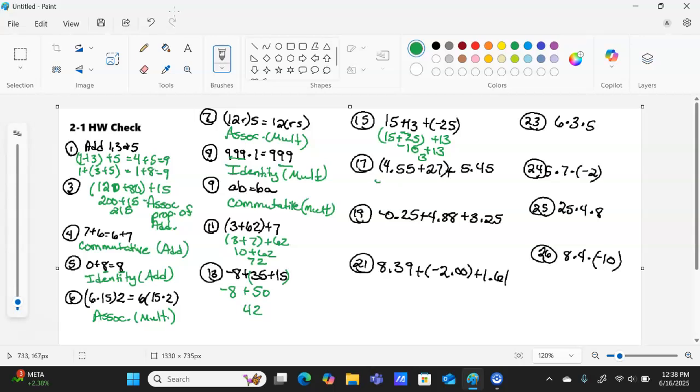On this one, I want to put the 4.55 with the 5.45, because those two will add up to 10. And I'll show you that here. 0, carry the 1, 0, carry the 1. So we get 10 plus 27, and we get 37. Here, I'm going to put the negative 0.25 with the 3.25.